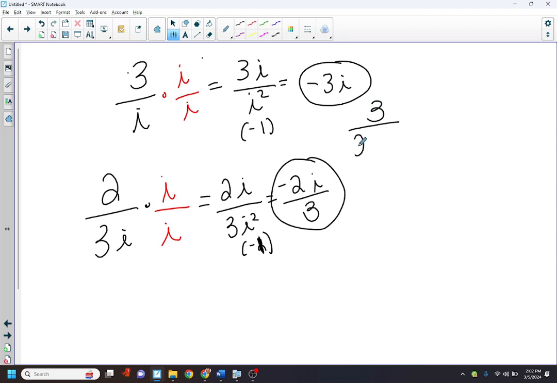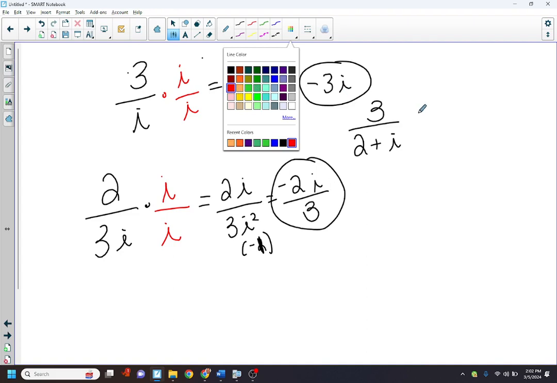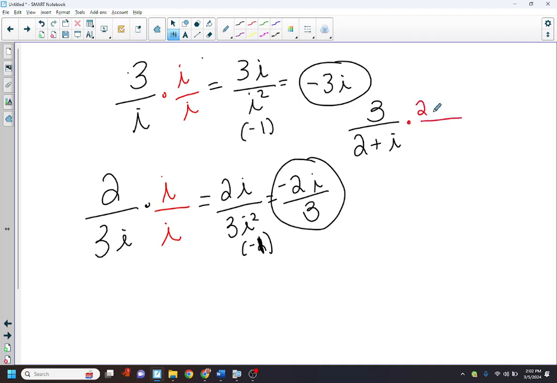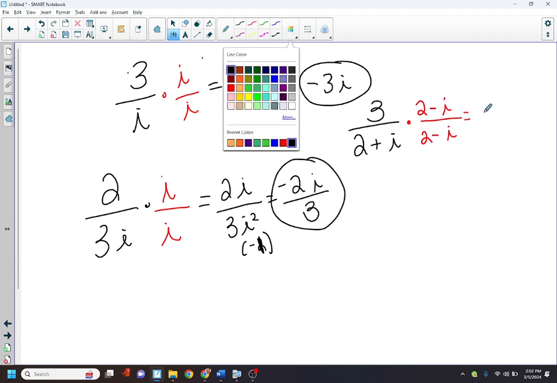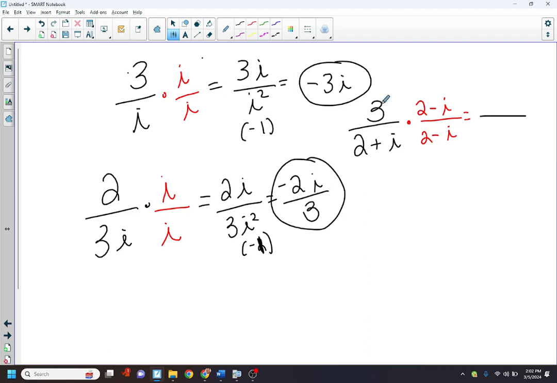3 over 2 plus i. And then times on top and bottom 2 minus i. 2 minus i. So on the top, we distribute. So it's going to be 6 minus 3i. On the bottom, we're going to FOIL. So it's going to be 2 plus i times 2 minus i. I'm going to FOIL quickly.